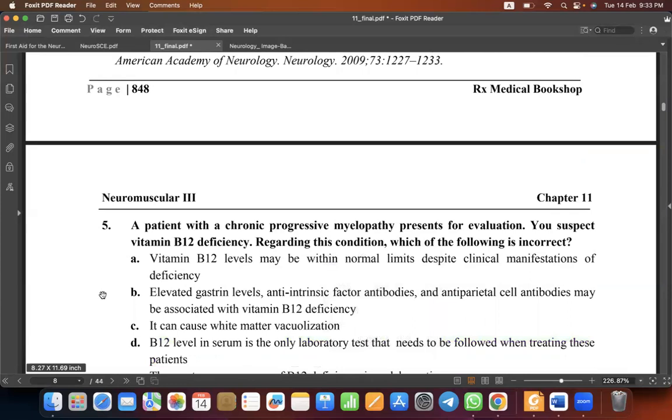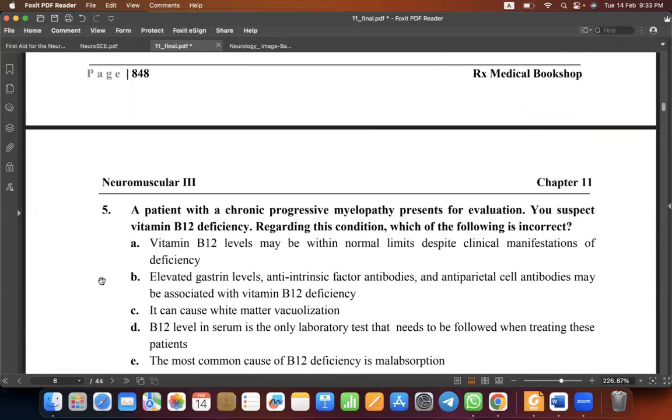Sorry for the trouble. Okay, next important question: a patient with chronic progressive myelopathy presents for evaluation. We need to evaluate the patient. I am suspecting it's a B12 deficiency. So what will be the incorrect option here? I will come to the last option.